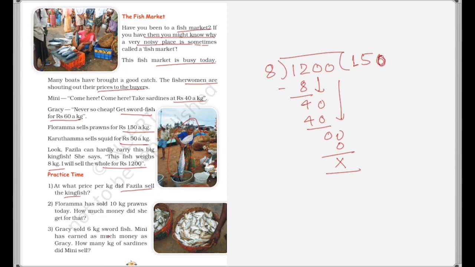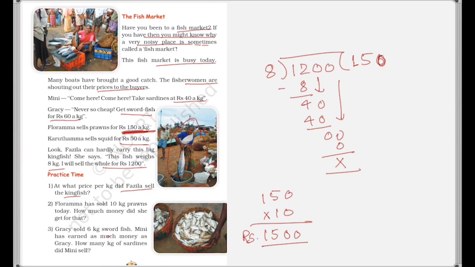Now Florama had sold 10 kg prawns today. How much money did she get for that? Florama sells at rupees 150 a kg. So if she sells 10 kgs, it will be 150 into 10, which will be 1500 rupees. So she has earned 1500 rupees.